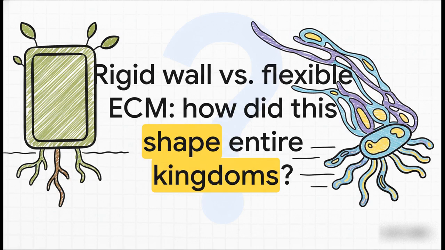And that leaves us with a really powerful final question to think about. How did these fundamental differences at the cellular level, a rigid box versus a flexible web, give rise to two vastly different kingdoms of life, one stationary and rooted, the other mobile and dynamic? It's just a fascinating example of how structure truly dictates function, from the microscopic scale all the way up to the entire macroscopic world we see around us.